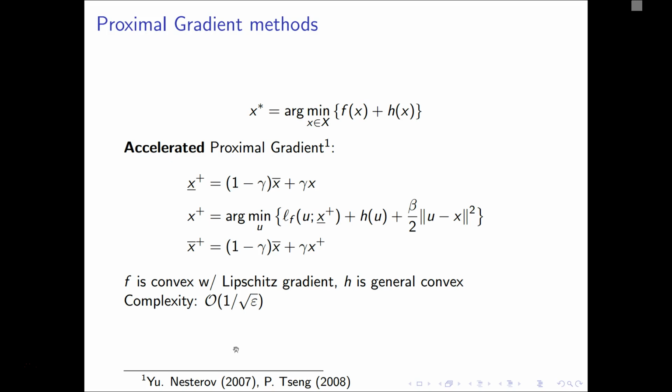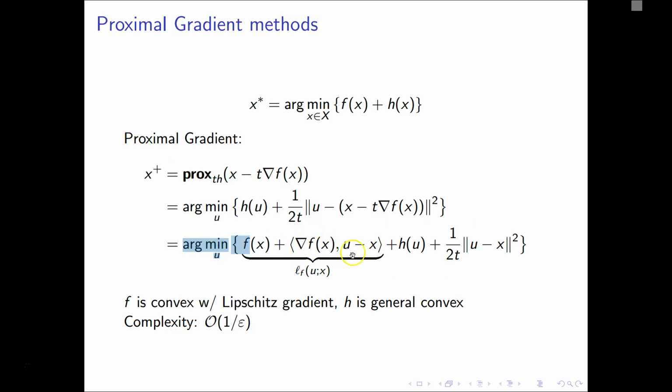There's also an improved version of the proximal gradient method, proposed by Yurii Nesterov in 2007 and summarized by Paul Tseng in 2008. This method uses an acceleration step with this parameter gamma. You do one acceleration first, and then the same linearization step. Notice that this line is the same as the line here.